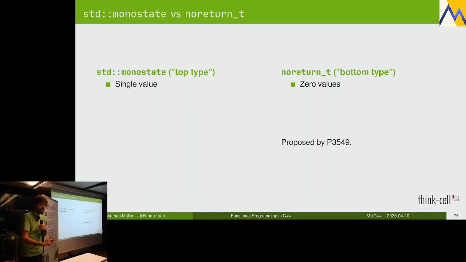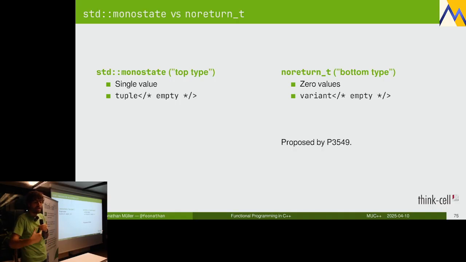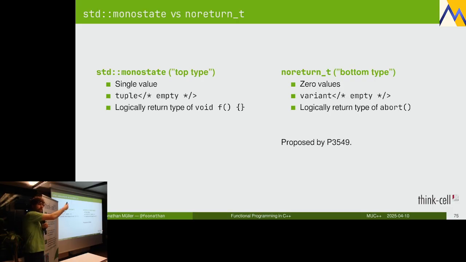Because where monostate contains a single value, no return t contains 0 values. So logically, monostate is like an empty tuple. We don't have any data. Whereas no return t is the empty variant. And if you have a variant that is empty, then you don't have any alternative in your variant. So you can't actually have a variant that is empty. Right? And this is sort of no return t. Monostate is the void in void f empty body. No return t is the void in void abort. Right? Because abort returns void, but it doesn't really return. Like it doesn't return a single value, it returns no values. It will never return. So the return type really should be no return t.